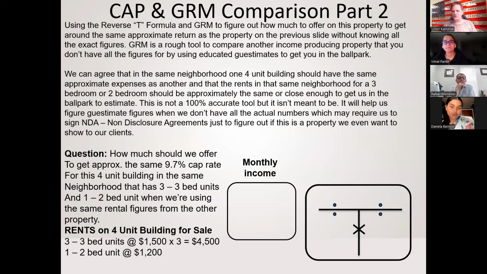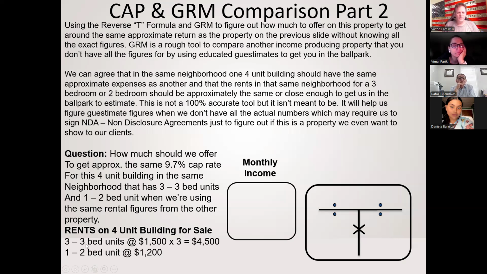It's another 4-unit building that came on the market for sale. We want to try to get approximately that same 9.7% cap rate that we were getting on that other property. Now, this building is a 4-unit as well. However, it has 3 3-bedrooms and only 1 2-bedroom. So how much should we offer on this one? It's also a 4-unit building, so you can compare 4 units to 4 units.